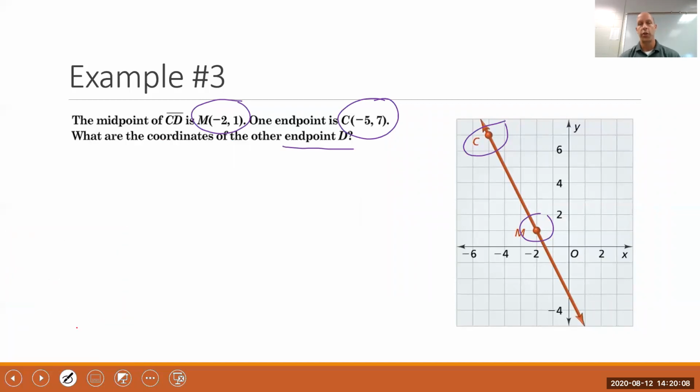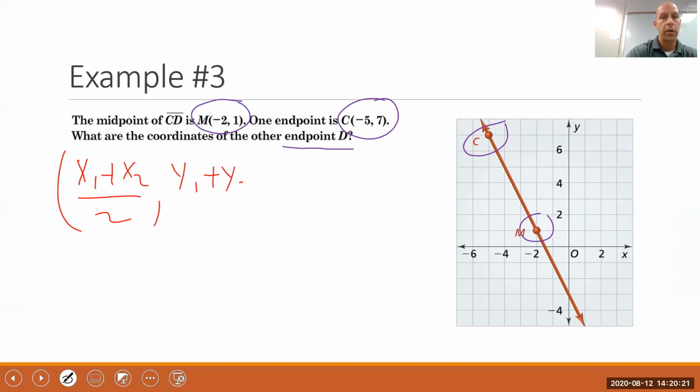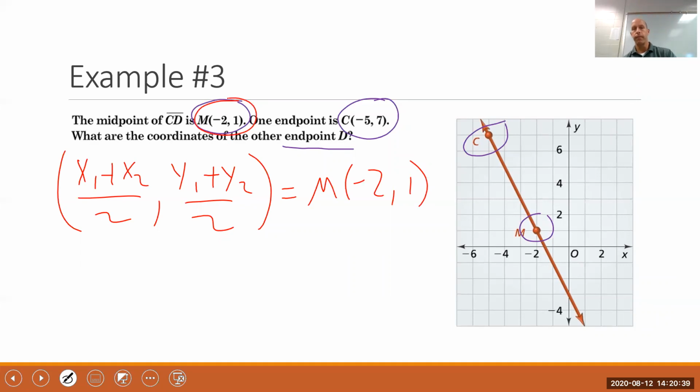So what we're going to do here is use the formula. If you remember, the formula says that it's x1 plus x2 divided by 2, comma, y1 plus y2 divided by 2, that's equal to the midpoint, right? Well, we know what the midpoint is here, don't we? The midpoint here is -2, 1. So that formula would give us the answer -2, 1.